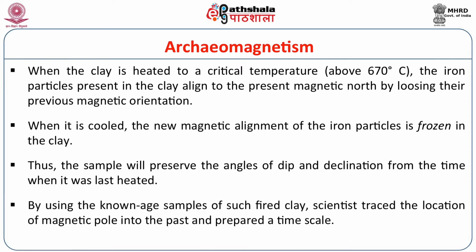So by using known-age samples, if you know a sample with its date, you will know the inclination or alignment of that particular magnet. Then you can compare the dip with the original one. The difference between these two will be calculated, that is, the amount of inclination, the amount of dip will be calculated. Based on that, they date the material.